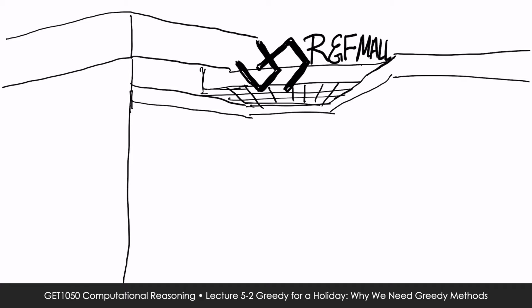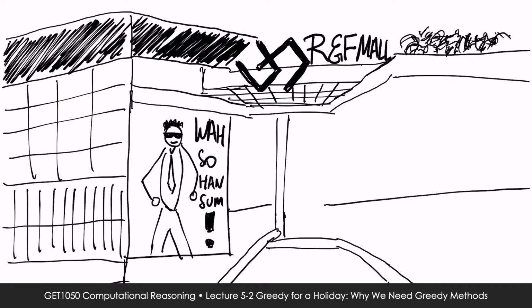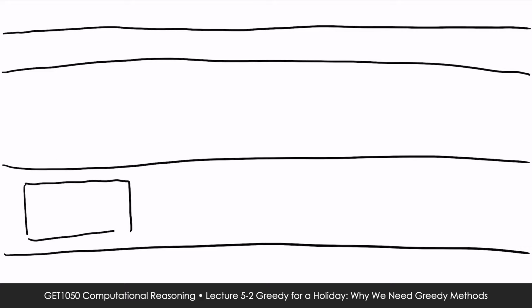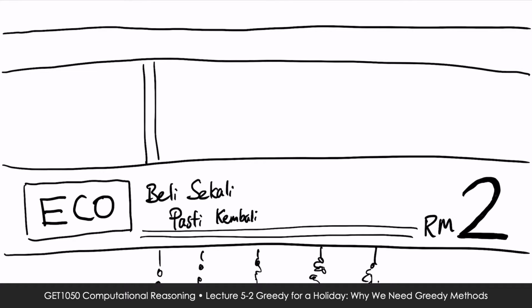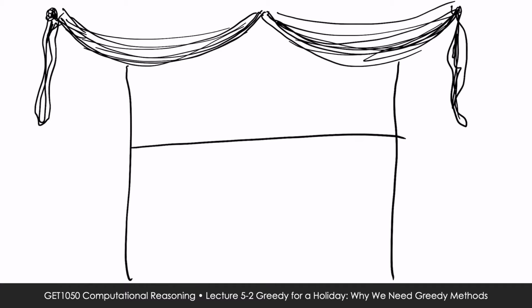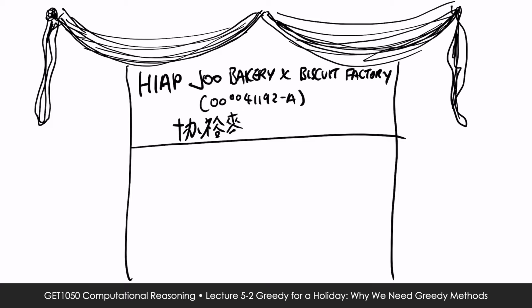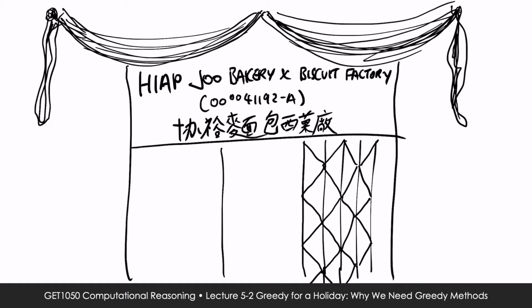There's the brand new R&F Mall. If you haven't been there, it might be worthwhile checking it out. There's this place called Eco Shop at Campus. It's cheaper than Daiso. There's also this Hyap Ju Bakery and Biscuit Factory. Wow, a lot of delicious confectionery and pastries that you can buy and bring home.